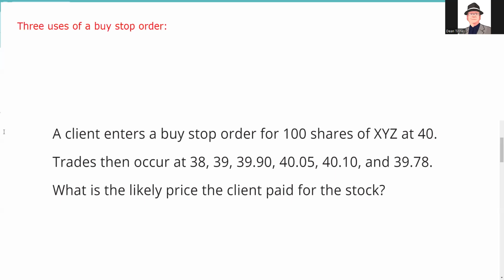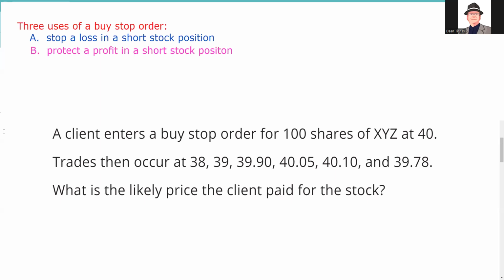We don't know what this person is doing, but we do know there are three uses of a buy stop order. The three uses are to stop a loss in a short stock position, to protect a profit in a short stock position, so A is risk mitigation, and B is risk mitigation in terms of protecting the profit. And the final use would be to establish a long stock position if the stock breaks through its resistance. Whenever there's three of a thing, the kind of format they love on the test is "except."